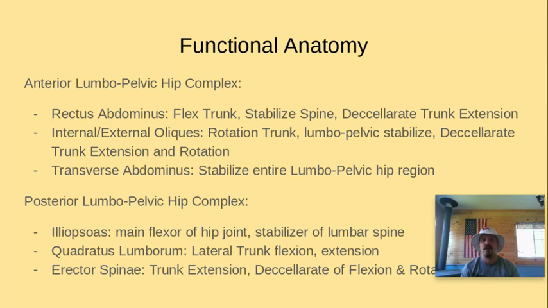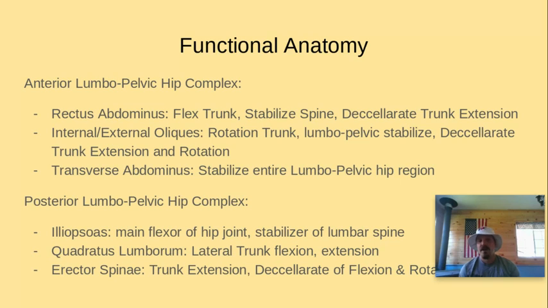And then the transverse abdominis, as we talked about in part one, is the belt. That's the weightlifting belt. It's very important. Its primary function is to stabilize the entire lumbopelvic hip region. So it doesn't have much of a muscle action other than that. Its purpose for being there genetically is to stabilize that region. That's why it's crucially important, okay?